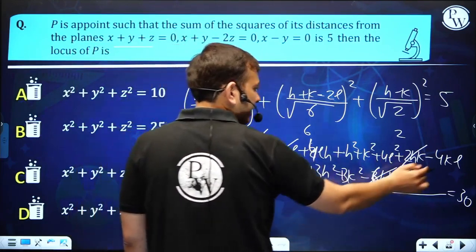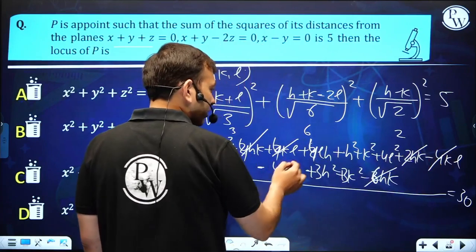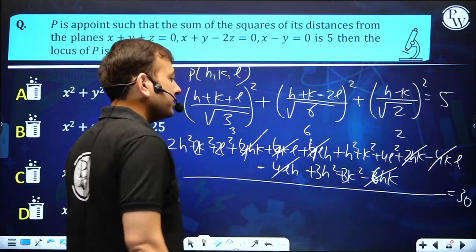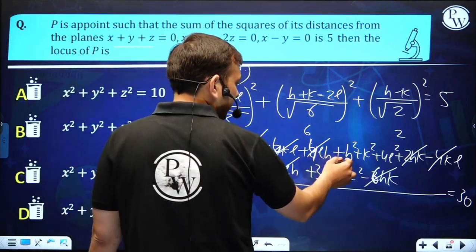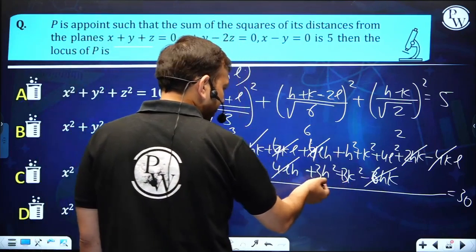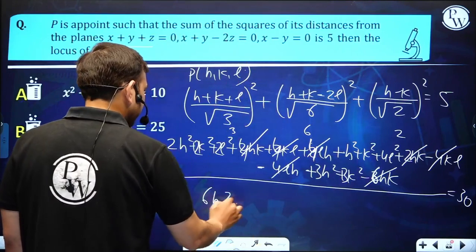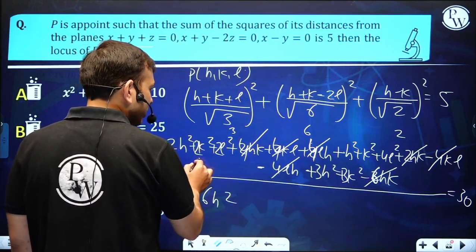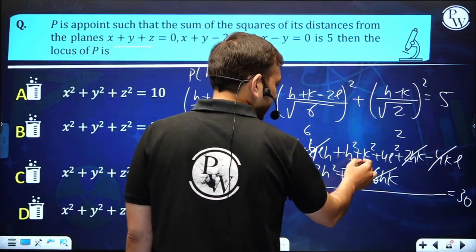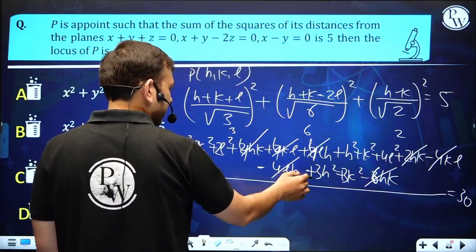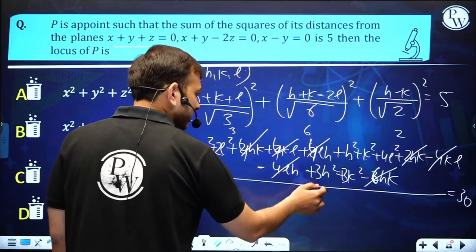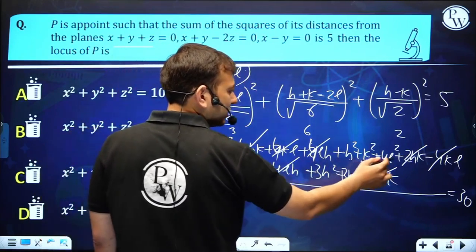4KL, 4KL, cancel. 4LH, 4LH. See, all the terms got cancelled. Now, 2H square plus H square, it's 3 plus 3 plus 3, 6H square. Then 2K square, 3 plus 3. So, this was 3, 3 plus 2, 5, 5 plus 1, 6. So, 2 plus 1, 3.